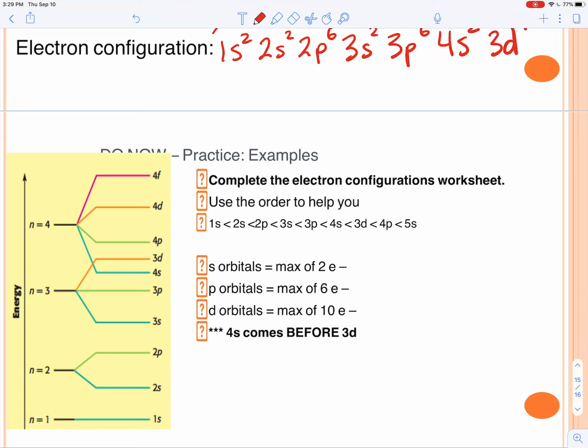Keep in mind the maximum numbers. So s can hold 2, p can hold 6, and the d orbital can hold 10. And then you just want to fill it in according to this order, just like those examples that we did.